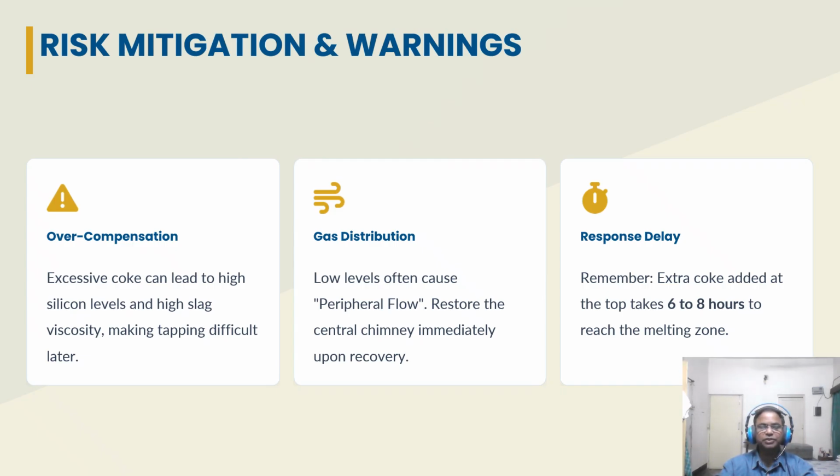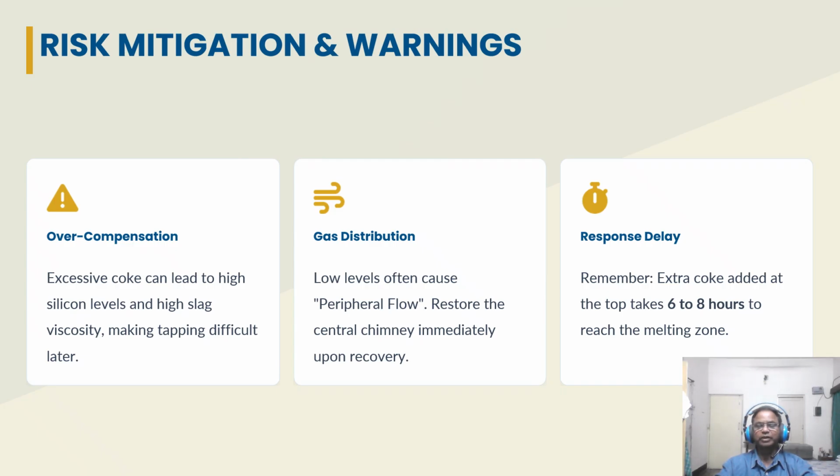First, overcompensation. Yes, we need to add coke, but too much leads to high silicon in the metal and high slag viscosity. That makes tapping difficult and can cause delays down the line. Second, gas distribution. Remember, a low stock line often causes peripheral flow. The gas rushes to the walls when we recover the level. Our immediate priority must be to restore that central chimney. So the coke blank helps, but we have to monitor the distribution.